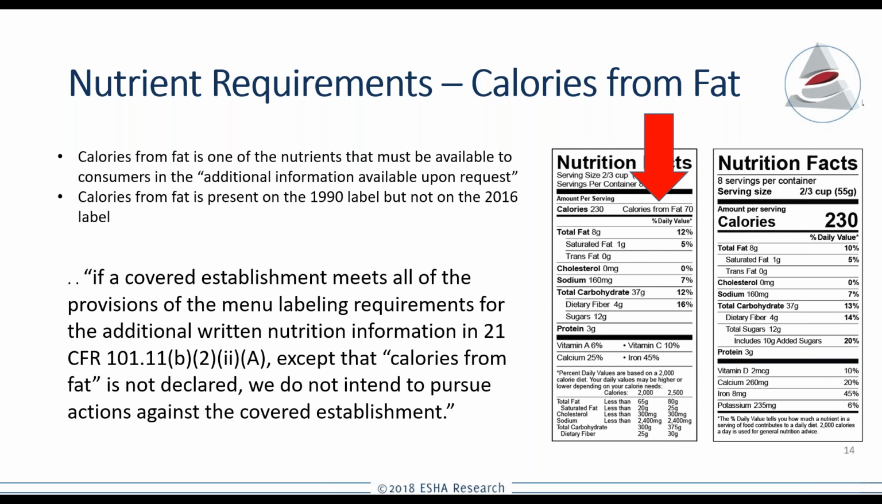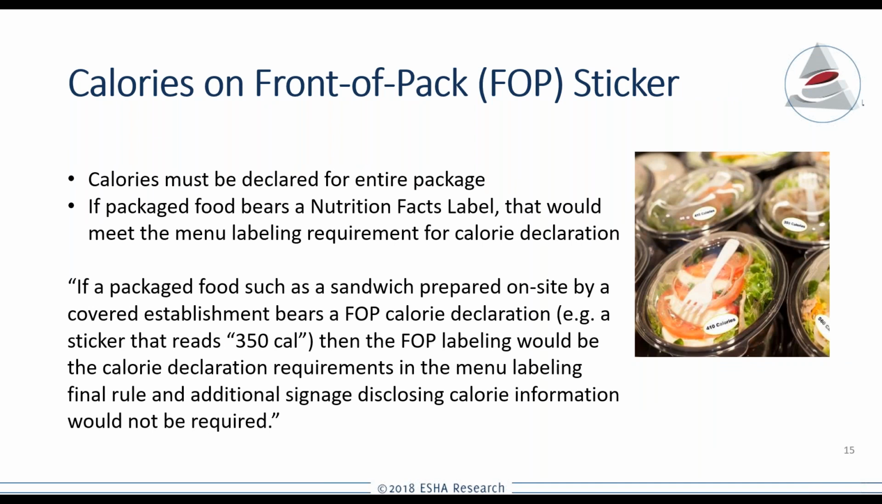Therefore, if a covered establishment lists all of the other required information but omits calories from fat, the FDA does not intend to take action against that establishment. And note that in Genesis, calories from fat is a calculated field. The 2016 labels in Genesis will not include calories from fat, but it is still available as a nutrient, and it can be included in your nutrients to view. It can be reviewed on reports like the spreadsheet and multi-column, and it is included in the menu label features.